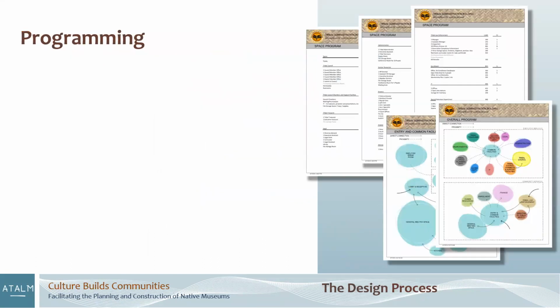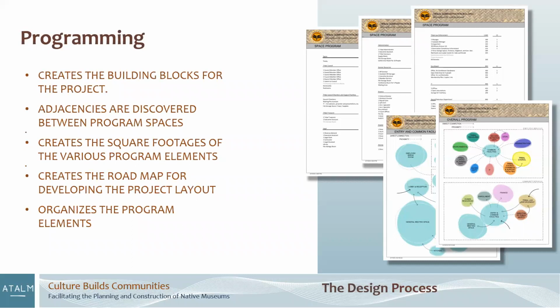Programming, what is it? It's usually lists, but we still try to make them a little more graphic. The funny little dots on the right are bubble diagrams that take it away from architecture and deal with just the essence of what the space is, the entry. How does the entry relate to the offices? How does it relate to the community room? How does it relate to the gift shop? Who needs to be next to who?